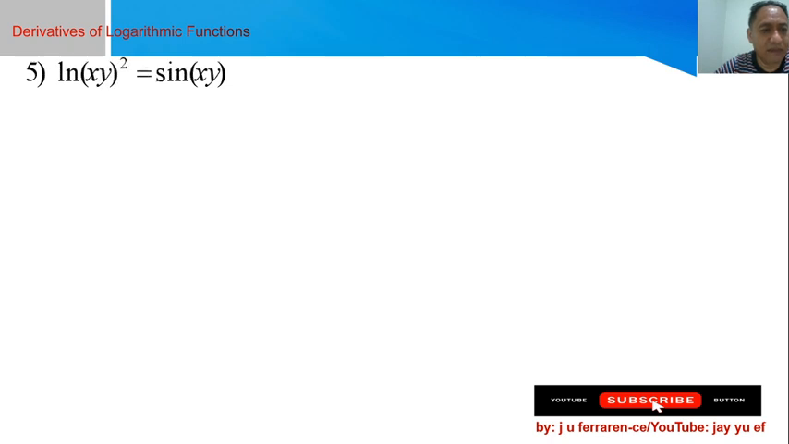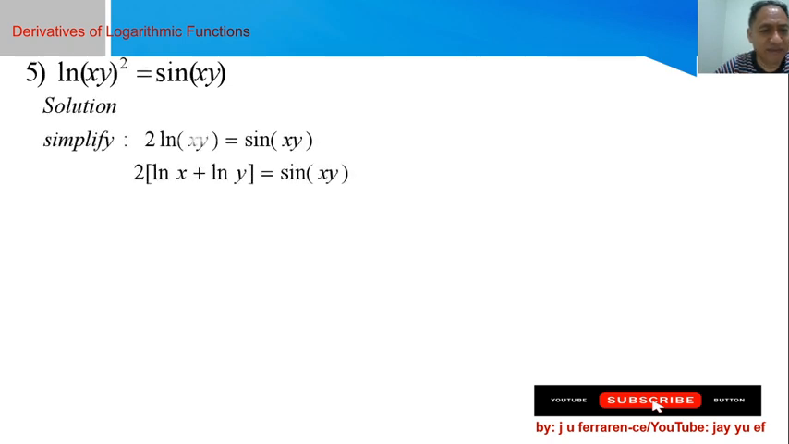Number 5. Okay, this is an implicit differentiation, and I have to point out an important part of this solution. We have a logarithm of a product, xy, entirely raised to 2, equated to the sine of the same expression xy. So you may go directly to differentiating, no? But we have to simplify first using a property of logarithm. We have 2 ln of xy, and in order to avoid using the product rule, we can also express this as a sum of 2 logarithmic terms, ln of x plus ln of y, all multiplied by 2.